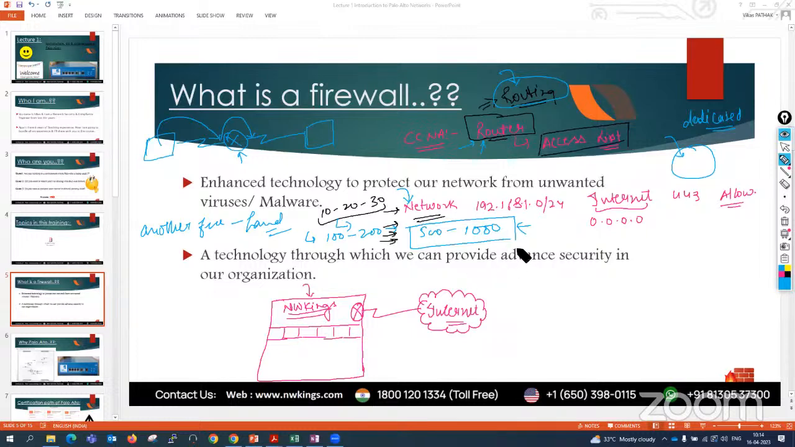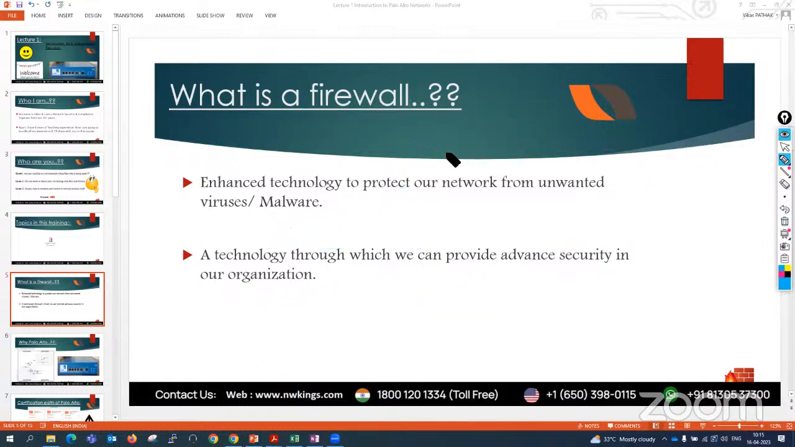So the need of a separate device has occurred, right? And the scientists developed an altogether new device, and they named it a firewall. What did they name it? A firewall. Now, what does the firewall do? The firewall does the same filtration which we were expecting from a router.